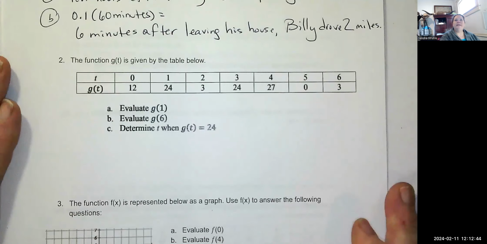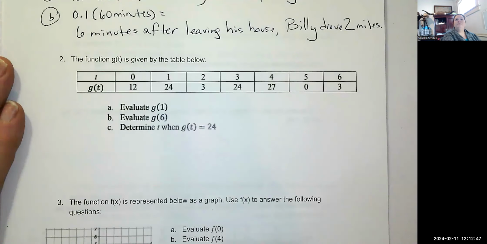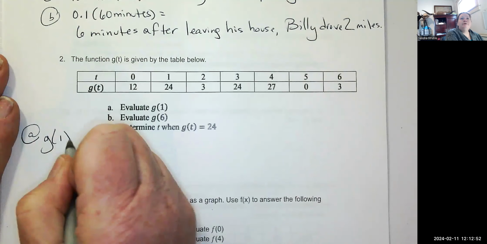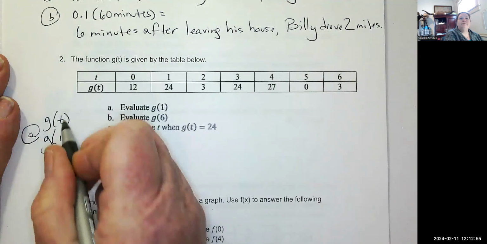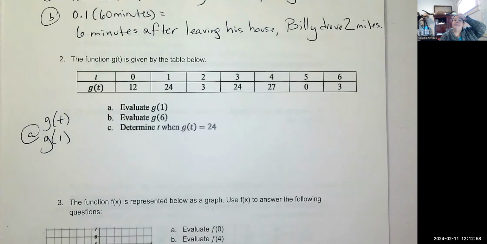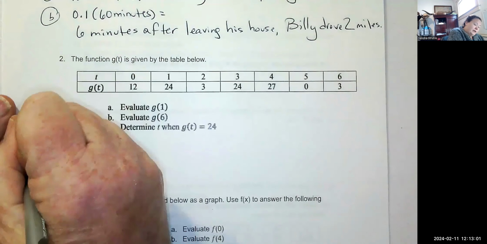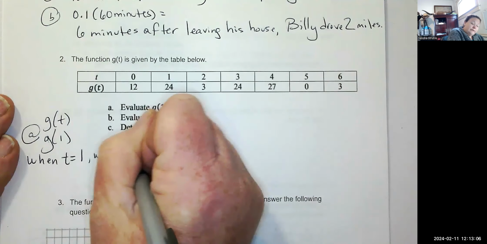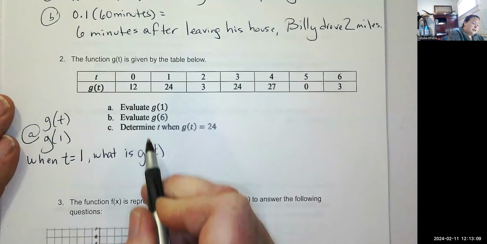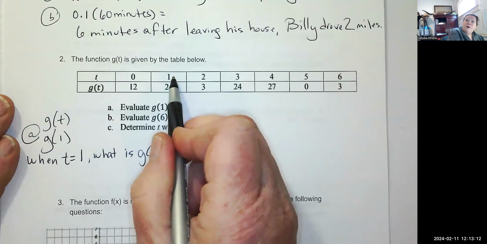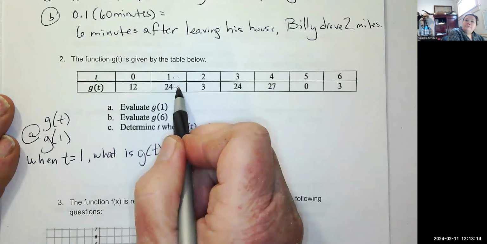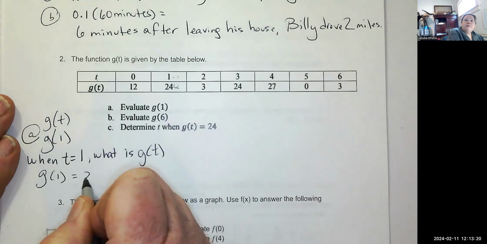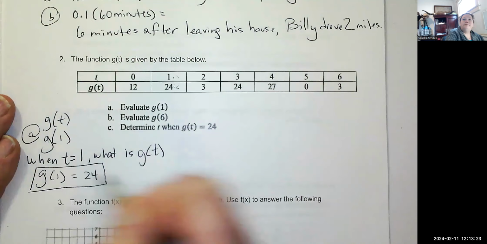The function g of t is given by the table below. And it wants us to evaluate g of 1. So whenever I explained this initially, I said you need to understand that g of t is the function. And g of 1 means that they're asking us this question. When t is equal to 1, what is the function? What is g of t? So when t is equal to 1, what is g of t? It's 24. All right. So g of 1 is 24. That is the answer.